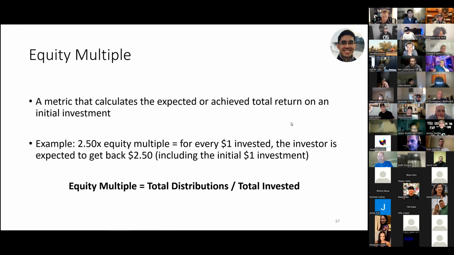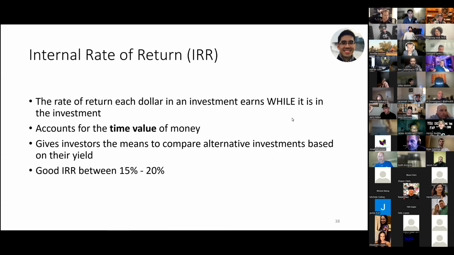So to overcome that time factor that equity multiple doesn't account for, investors will use a different metric known as the internal rate of return, or IRR. The IRR is the rate of return that each dollar in an investment earns while it's still in the investment. What makes this metric different is that it accounts for the time value of money by assuming that a dollar is more valuable today than it is in the future, the main factor being inflation. That's a way to discount the earnings that you receive in the future. So the further into the future those earnings are, the less valuable they become.